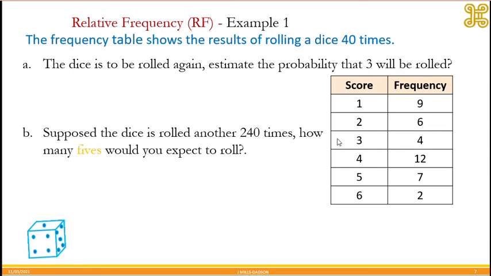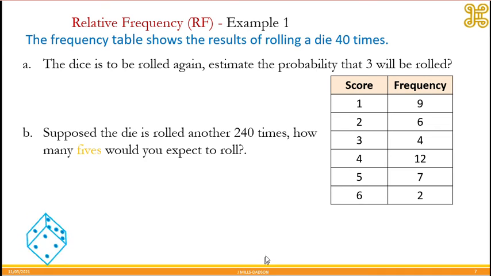Now we're going to relative frequency. This is where we compare frequencies. Okay, now a die is rolled 40 times, and this is the frequency recording of the outcomes of this score. So we are supposed to work out the estimate of probability that after the next roll, what will be the chance that it will land on 3.